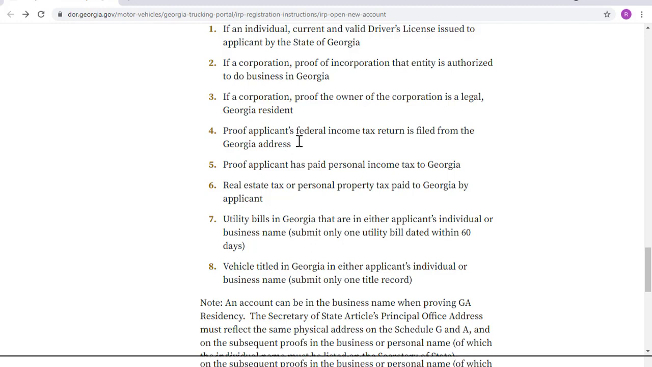Not if it doesn't have the Georgia address, right? Not just any address. All of the addresses have to coincide. They have to match. Okay. Proof that the applicant has paid their personal income tax to Georgia. Again, that address is applicable. Real estate or property tax paid. They're just trying to make sure that you are a resident of Georgia.